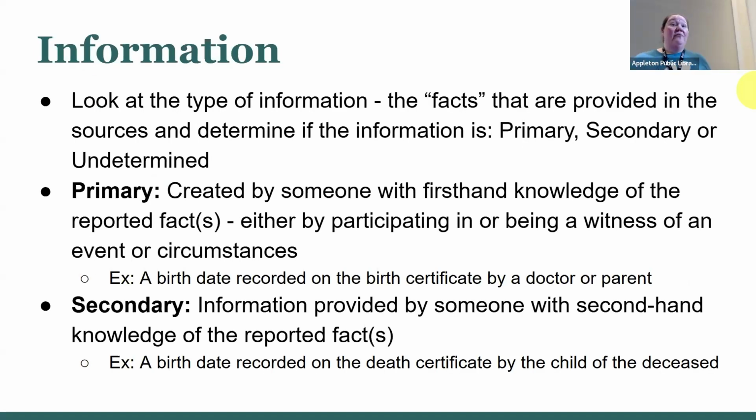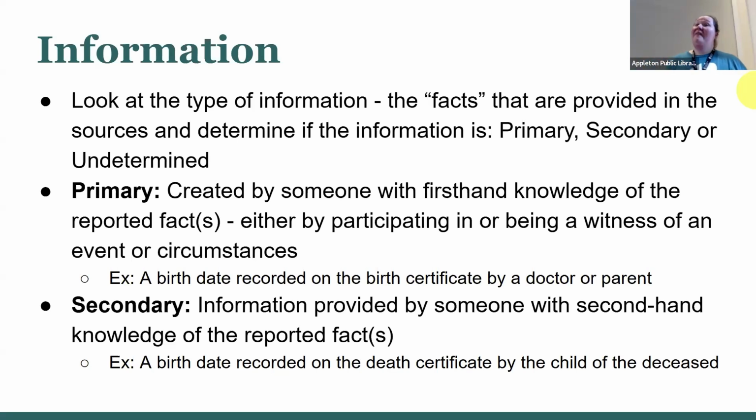So each source is going to have information. You want to look at the type of information that's included in each source, because the facts provided in the sources are going to determine if the information is primary, secondary, or undetermined. So primary is when somebody creates it with firsthand knowledge of the reported fact. Either they participated in it, or they were a witness of it, or they just happen to know the event or the circumstances. So for example, primary information would be a birth date that's recorded on a birth certificate by a doctor or a parent. They witnessed that child being born. They can say with certainty, this is the birth date because I was there.